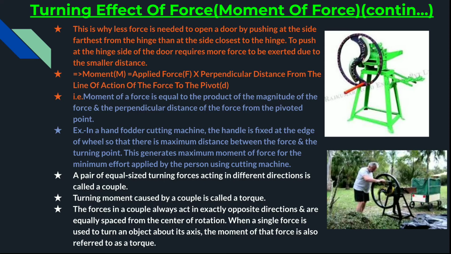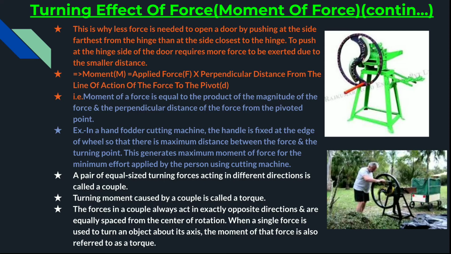where I told you that a pair of equal sized turning forces, so two forces of equal size, acting in two different directions, is known as a couple. And the turning movement which is caused by a couple, that is, two different forces acting in different directions, is known as a torque.